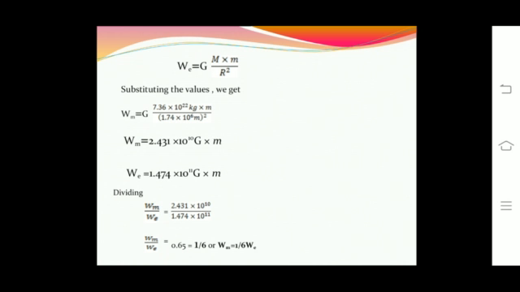If we divide Wm and We, we get 0.165, or we can also write that the ratio of weight of the object on the moon to the weight of the object on earth is equal to 1 by 6, or we can also write like this: Wm is equal to 1 by 6 into We. That is, the weight of the object on the moon is 1/6 times the weight of the object on earth.